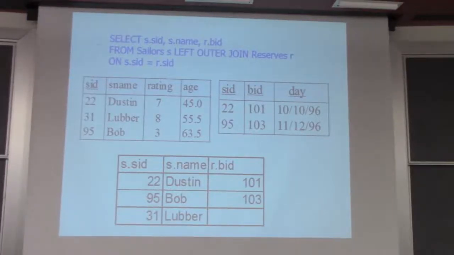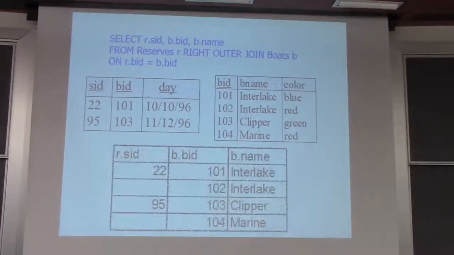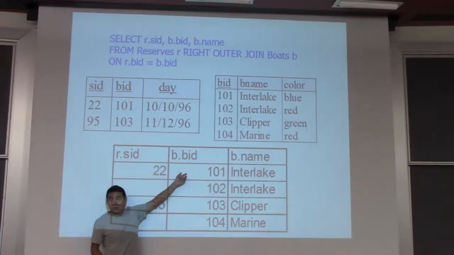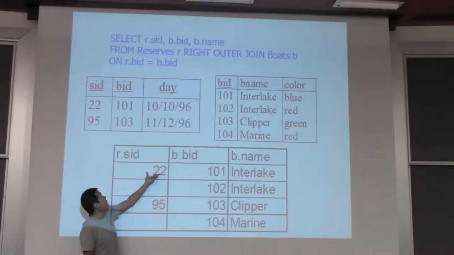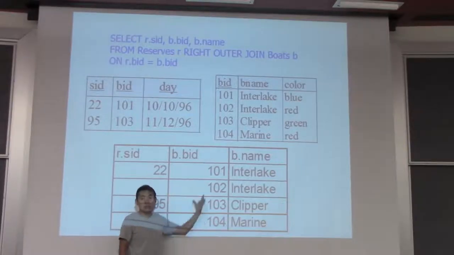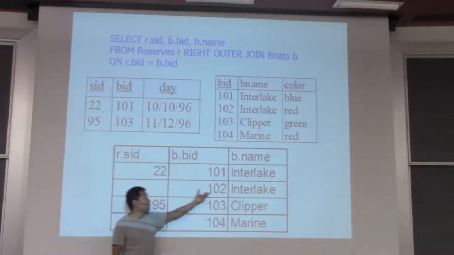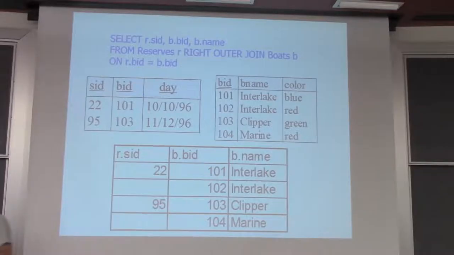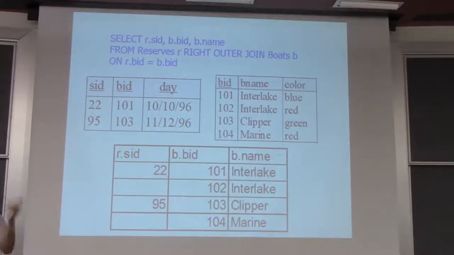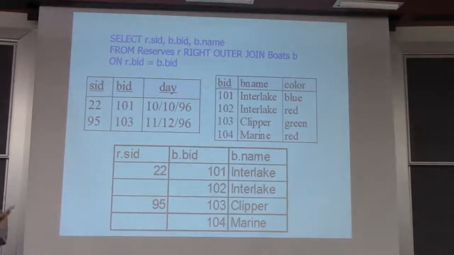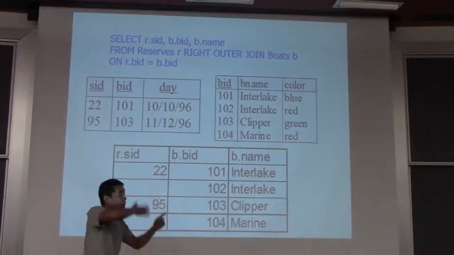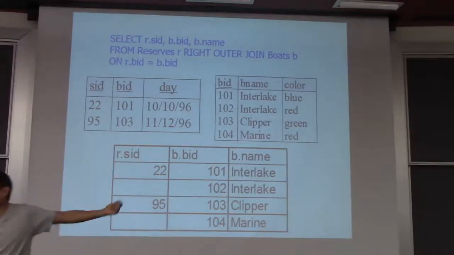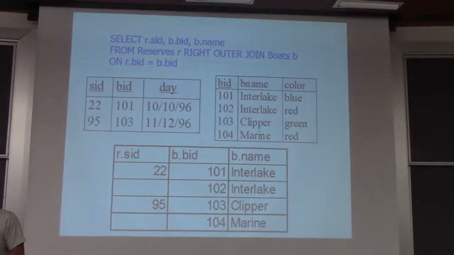Okay? So let's look at the right outer join example. For the boats that do have a corresponding reservation record, I will print out the sailor ID. But for the boats that do not have any reservation made on them, I will print out the boat ID and boat name, and the sailor ID will be left as null values. That's the right outer join. Easily, you can see that you can do right outer join with a left outer join by simply flipping the order of the two relations in your query expression. So I can do the same thing by from boats left outer join sailors, and that will give you the same thing as this output. Okay.